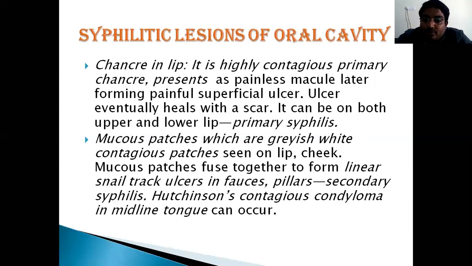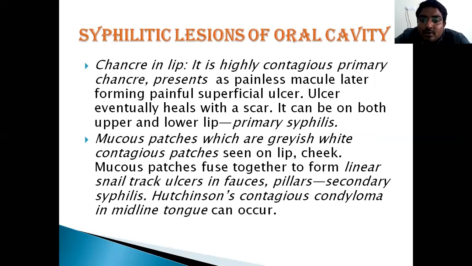and a mucous patch, which are grayish white continuous patches seen on the lip and cheek. The mucous patches fuse together to form the linear snail track ulcers in the fauces and pillars. In secondary syphilis, Hutchinson's condyloma in the midline of the tongue can occur.